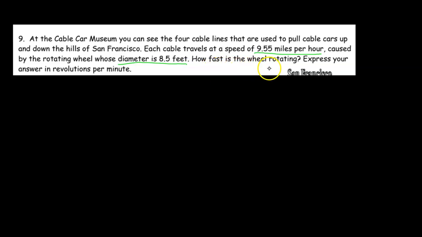And then how fast is the wheel rotating? Express your answers in revolutions per minute. So you want to make sure that you are taking care of the units when you set this problem up. Okay, so they give us the linear speed.